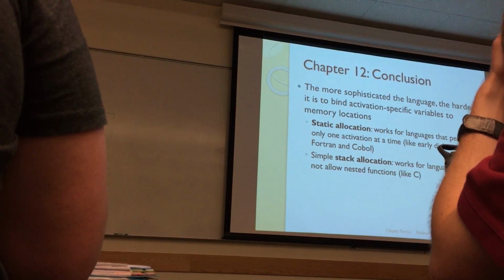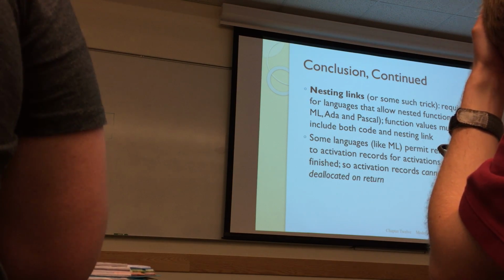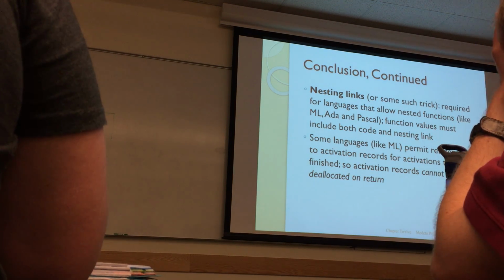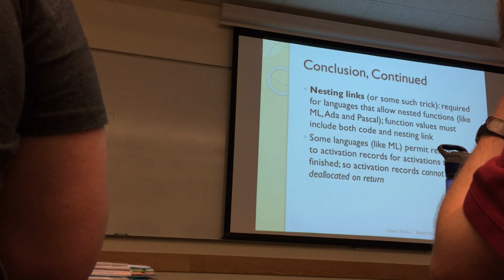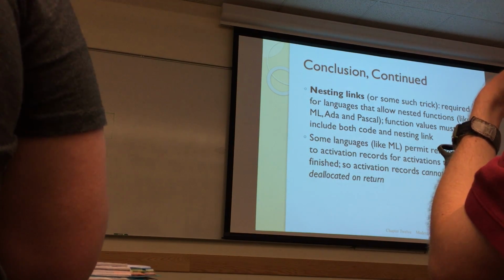However, when you allow nested functions, you have to be able to access the nesting environment that you were defining. And that's done by holding on to a nesting link pointing to the activation record for the containing function. But they cannot always be deallocated on the return of the function. They may have to stick around because you're returning the nested function from the container function. So there we have chapter 12, and we're done.